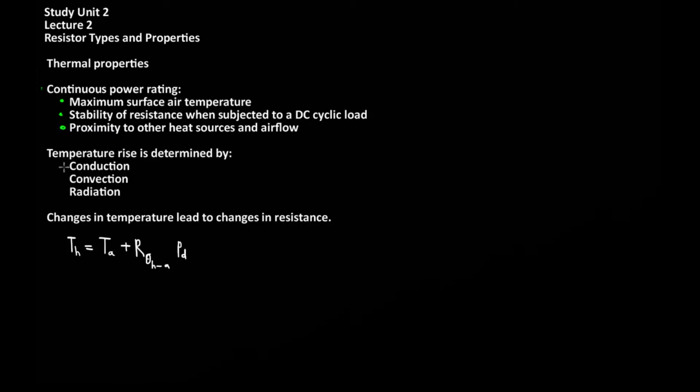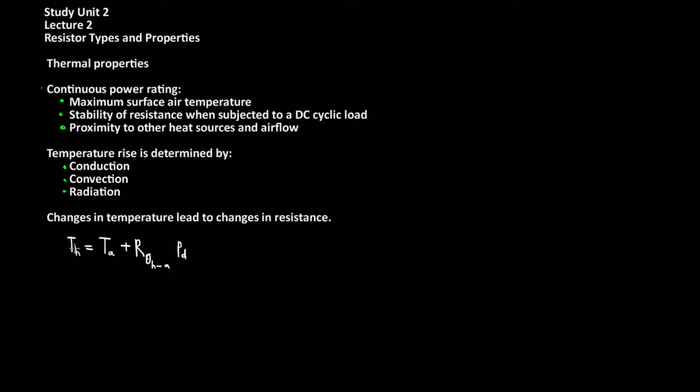So in any environment, the temperature rise is determined by conduction, convection, and radiation. Conduction is the movement of heat from one object to another. Convection is the transfer of heat through the environment through air currents or some other fluid. And radiation would be something like thermal radiation, which radiates in the infrared spectrum from a heat source. In general, changes in temperature lead to changes in resistance. In other words, if the temperature changes, the resistance of the resistor will also change.